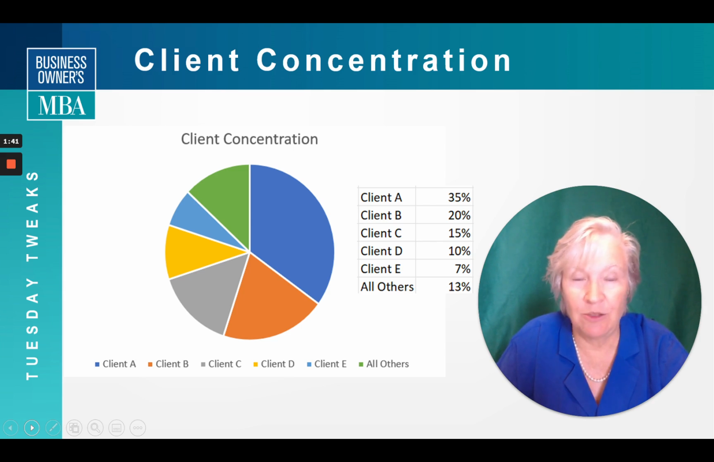35%. Most banks will not lend that high. That is a big risk. That is bordering on almost too much. Now, 20, 15, 10, 7, that's good. The rest of the clients, 13%.